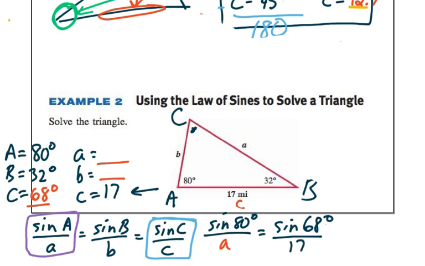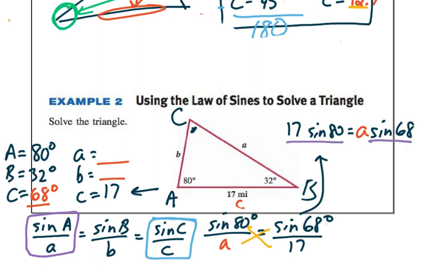And the first thing we do is cross multiply, diagonal multiply, and we get 17 times the sine of 80 equals A, the variable we're looking for, the side we're looking for, A times the sine of 68. Great. What's happening to the A? It's being multiplied by the sine of 68. So why don't we just divide that out from both sides? Great. Once I do that, the sine of 68 is gone, and I'm left with just side A.